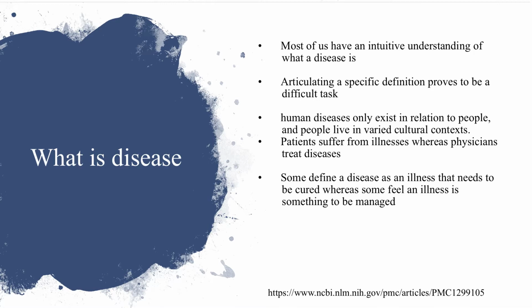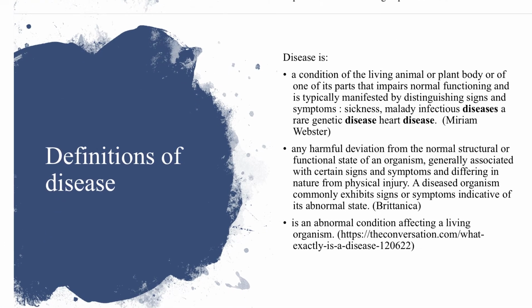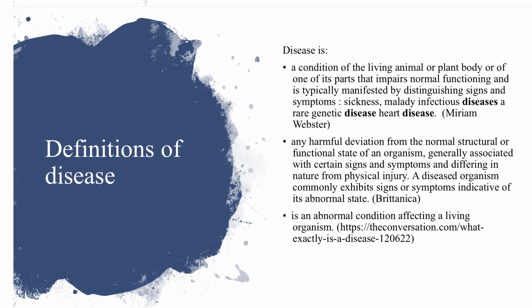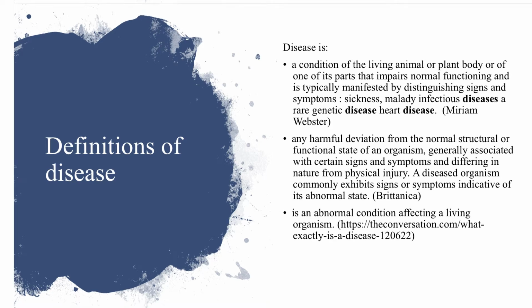So for definitions, we have many. These are just a few. It's a condition of the living animal or plant body or of one of its parts that impairs normal functioning and is typically manifested by distinguishing signs and symptoms. Sickness, malady, infectious diseases, a rare genetic disease, heart disease. And that's from the Merriam-Webster dictionary.